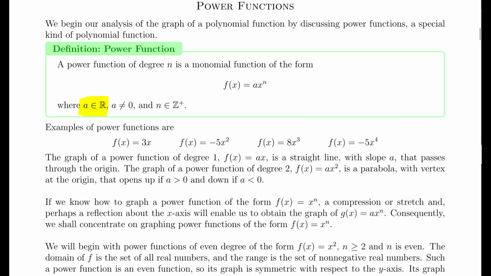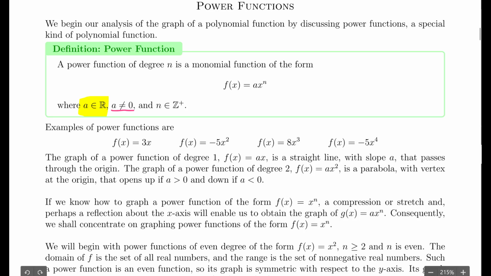It can be an irrational number like pi. It just has to be an element of the reals. The only other stipulation on that coefficient is that it cannot be 0, because if a is 0, then the whole thing is 0, and it's no longer a polynomial.